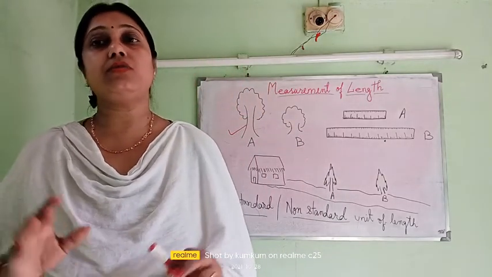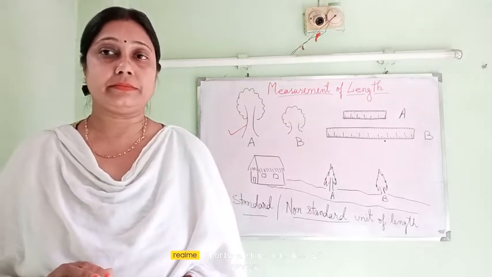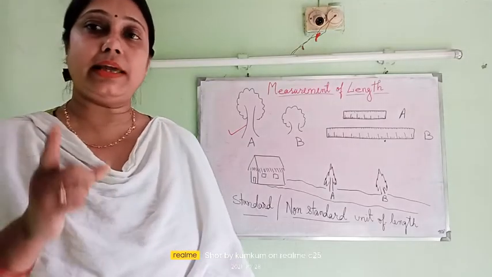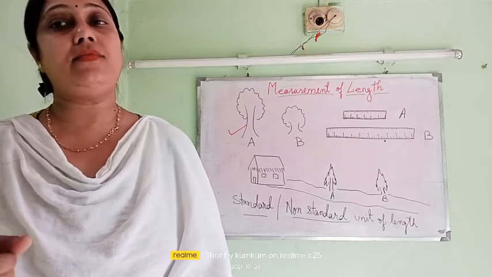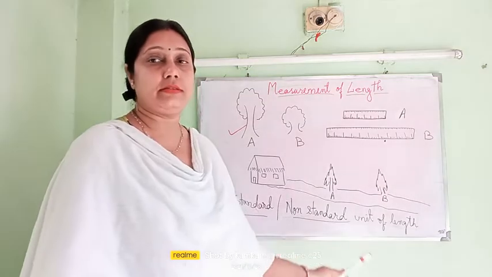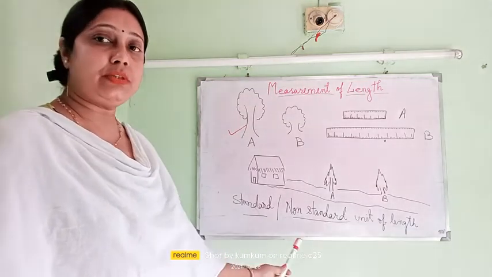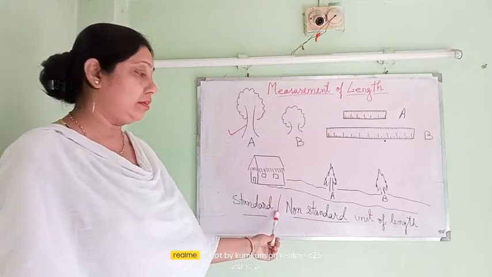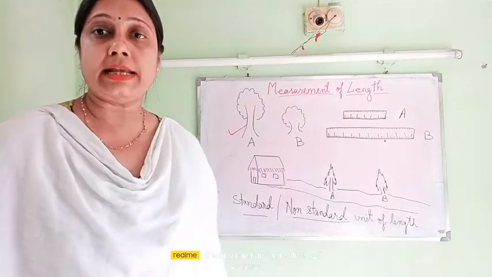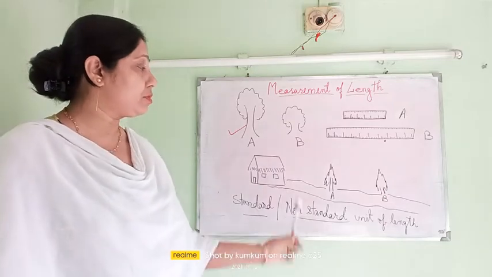So to avoid all this confusion, the standard unit was discovered. It was decided that there should be a fixed unit which everyone will use and which will have the same length. So they are known as standard units of length. And the body parts and other things by which we are measuring, which may differ from man to man, are called non-standard units of length. So I hope you have understood this part.